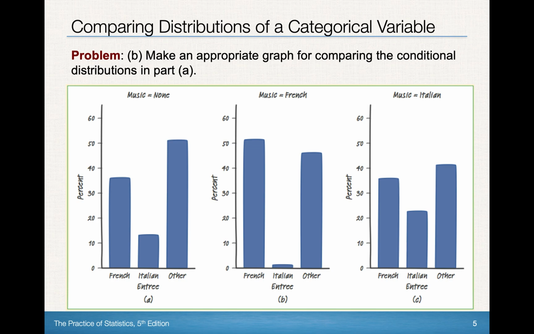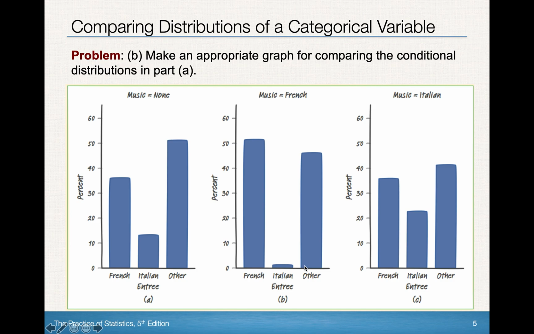And I just want to make some notes about these graphs. I can't make any strong conclusions because we haven't done an inference test yet, but I can definitely make notes about what I see. And the first thing that I notice is that the Italian entree chosen seems to really be affected by the music that's being played. If you look over on the right, when the Italian music is played, the Italian entree is chosen a lot. But in the middle, when the French music is playing, almost no one chooses the Italian entree. So it seems like the music is really affecting the Italian entree.